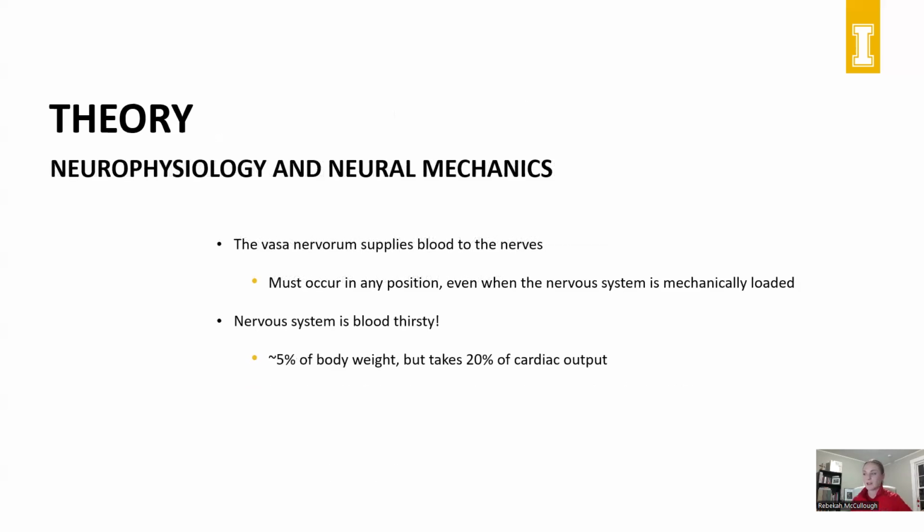A few other important things to understand about the nervous system. It's bloodthirsty. There's the vasa nervorum, which is what supplies blood to the nerves, and this has to happen in every position, even while the nervous system is mechanically loaded. So getting that blood flow to the area through every position that you as a human move through. Like I said, that nervous system is very bloodthirsty. It takes up about 5% of body weight, but 20% of cardiac output. So a decent amount goes through there.